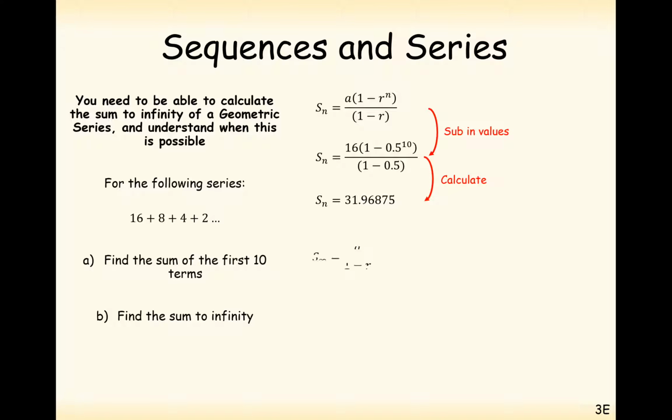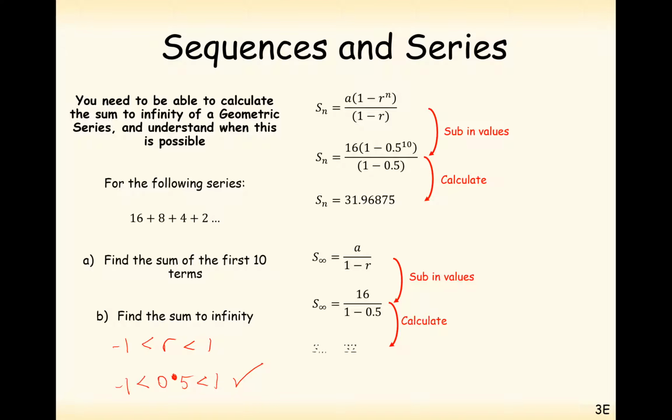Now when we work out the sum to infinity, so if we were to continue this sequence on and on and on and add them up, this is the formula that we'll use instead. The only time that we can use this formula is when the ratio is in between -1 and 1. 0.5 is in between -1 and 1, so we are okay to use this formula. So let's go ahead and do it. 16 over 1 minus 0.5 will give us 32. So if we were to add these numbers up to infinity, we would get exactly 32.